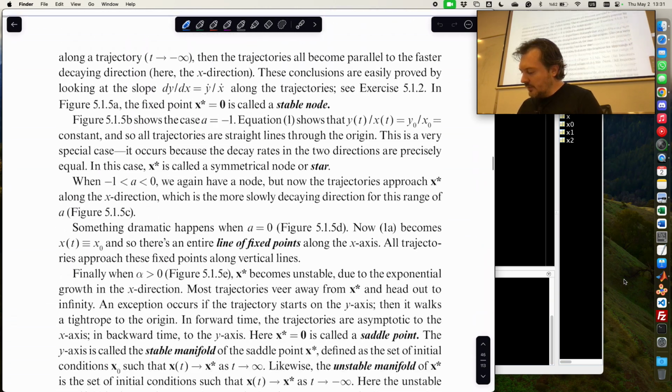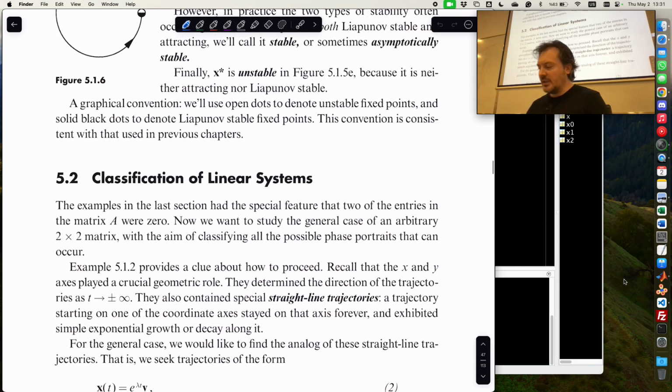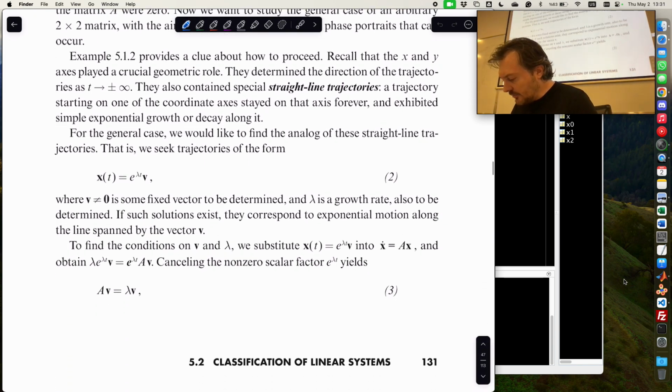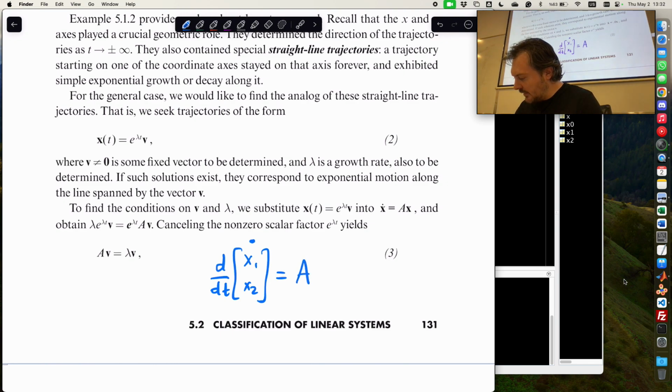So we need to develop this classification of linear systems. Okay. What we are going to do is look at this matrix that we have, and its eigenvalues and eigenvectors will tell us what's going on. Let me just remind you that what we were doing is x1, x2. This is for the linear case. d/dt of (x1, x2) was some matrix times (x1, x2). Do you remember this?